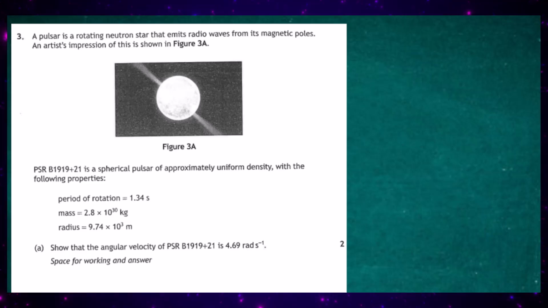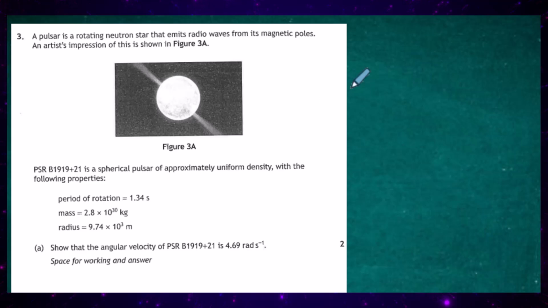It's got a period of rotation of 1.34 seconds, a mass of 2.8 times 10 to the power 30 kilograms, and a radius of 9.74 times 10 to the power 3 meters. And we've got to show, for 2 marks, that the angular velocity of PSR B1919+21 is 4.69 radians per second.